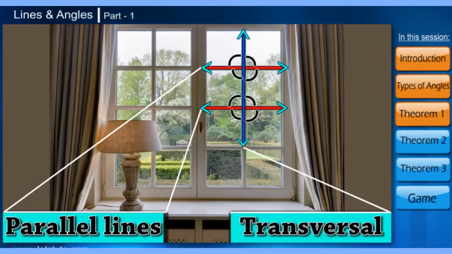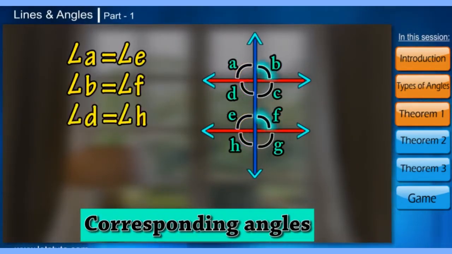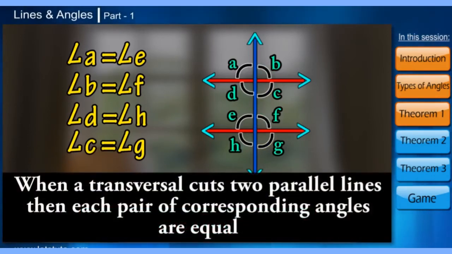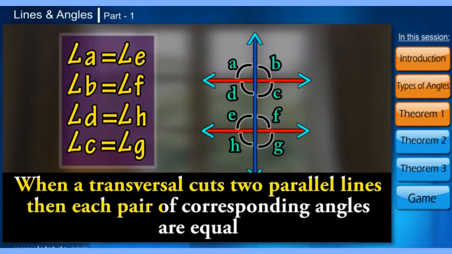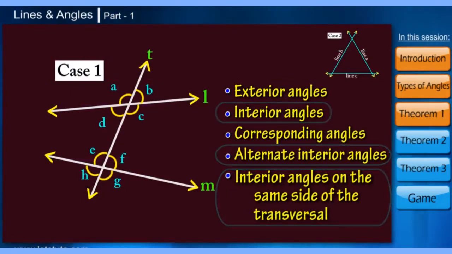Now here, all the pairs of corresponding angles will be equal to each other. So from this, we can conclude that when a transversal cuts two parallel lines, then each of the corresponding angles are equal. But then what happened to the various other types of angles we just saw?